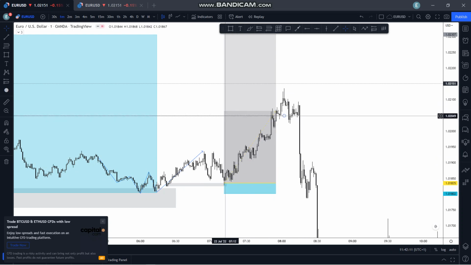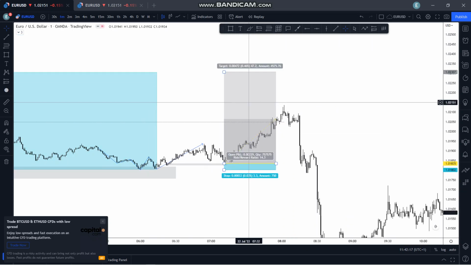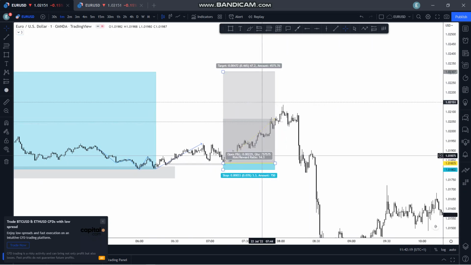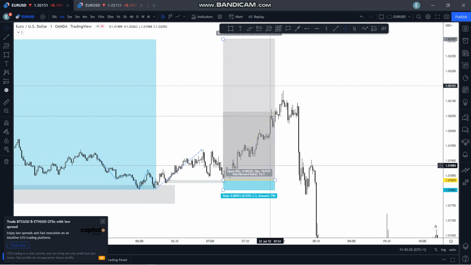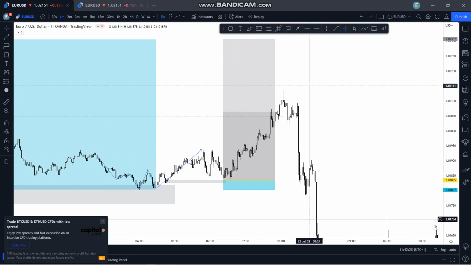So I was able to close the majority of my position at this point, though we did not get to the actual target, but we were still able to bank some profits. So we could see what happened when the news came out. I'd already broken even on the rest of my position. When the news came out, it took me out on break even.